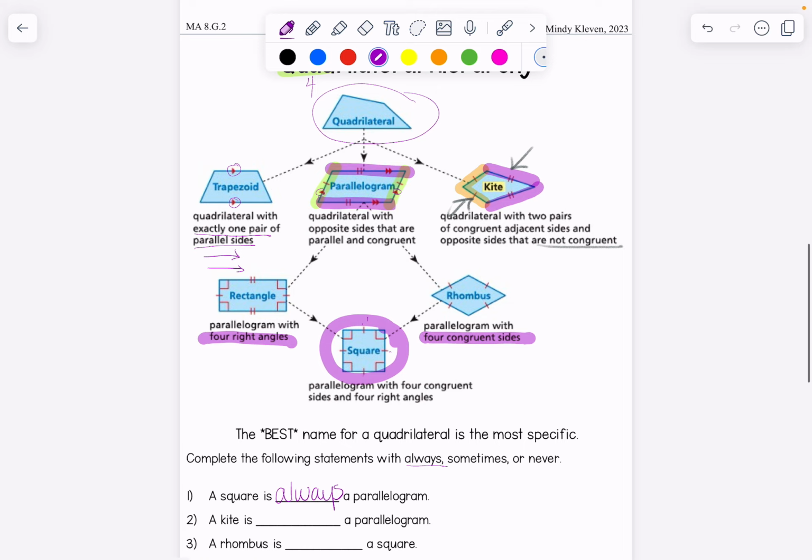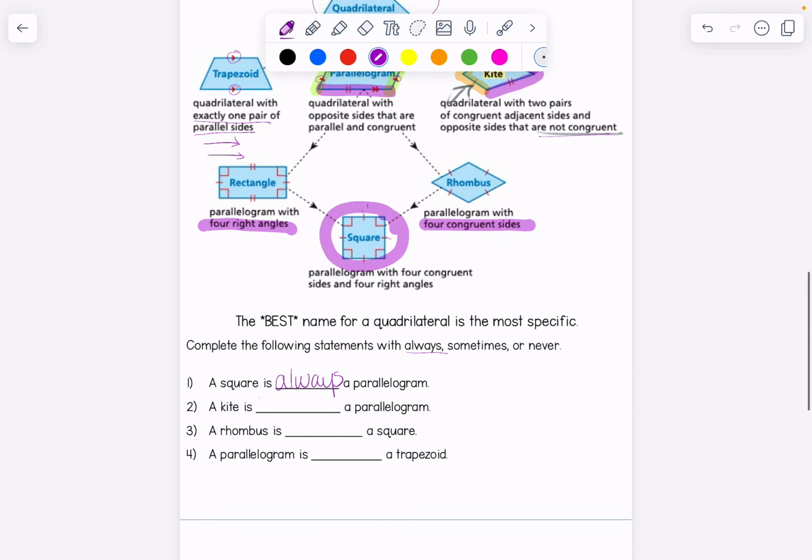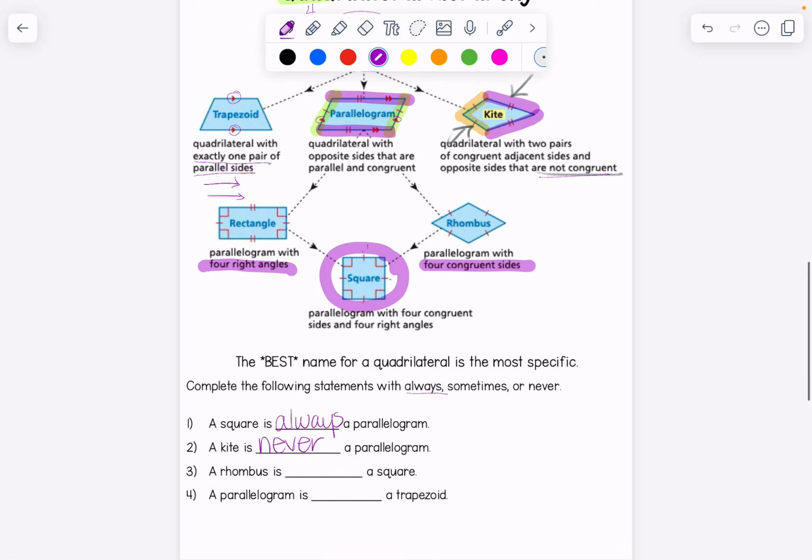A kite is blank a parallelogram. So over here, remember the kite has opposite sides that are not congruent, and the parallelogram has opposite sides that are congruent. So a kite is never going to be a parallelogram. A rhombus is blank a square. So a rhombus is a parallelogram with 4 congruent sides. A square does have the 4 congruent sides. So sometimes a rhombus might be a square, but not always.